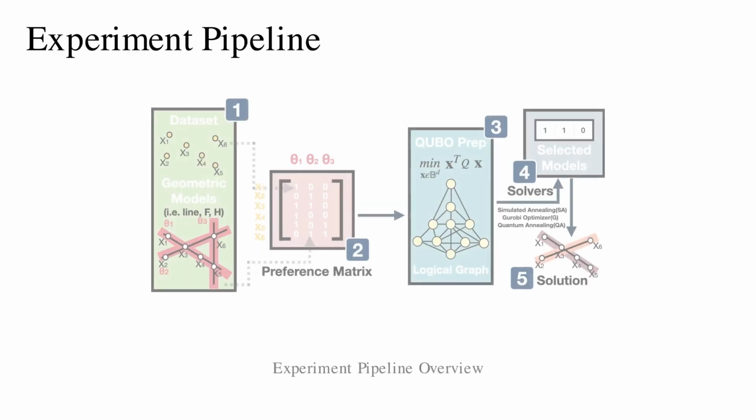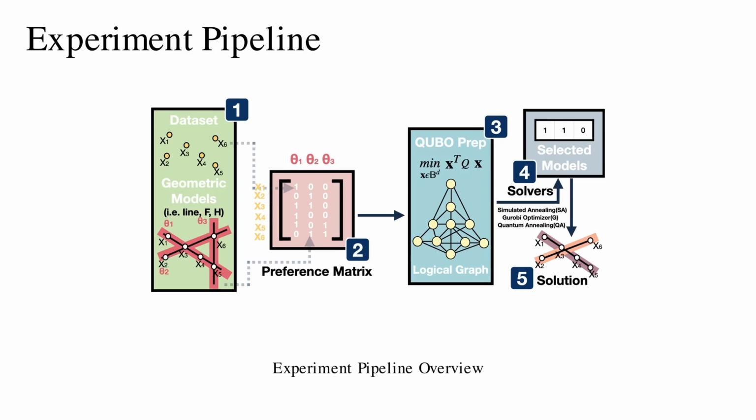Our experimental pipeline is summarized in the image. We start with a dataset from which geometric models are sampled. These sampled models are used to construct a preference matrix, which captures how well each model fits the data points. This matrix and the dataset are then incorporated into the QUBO formulation of our proposed method.